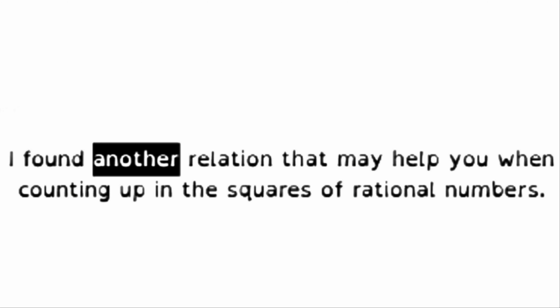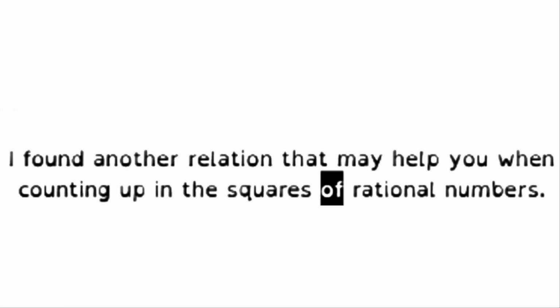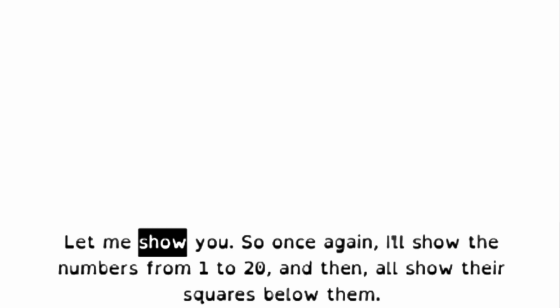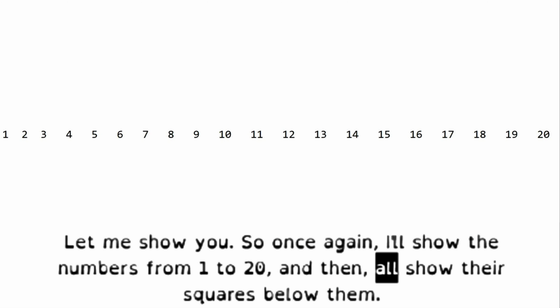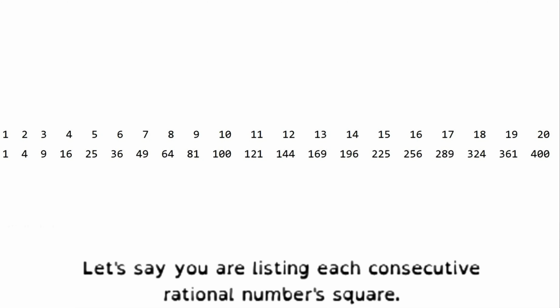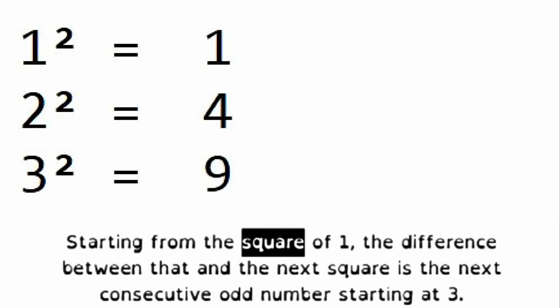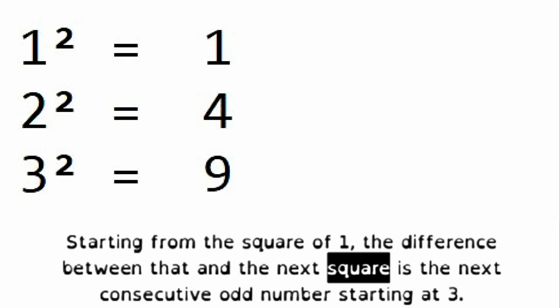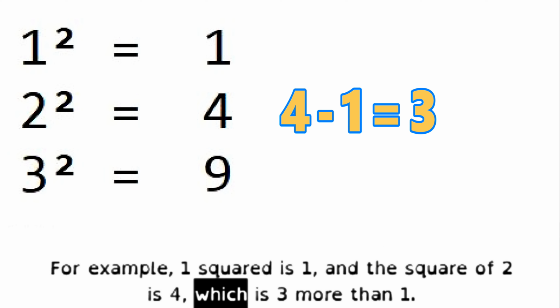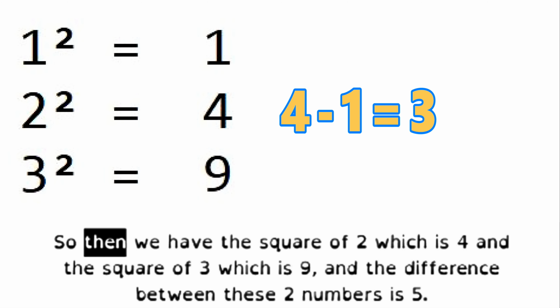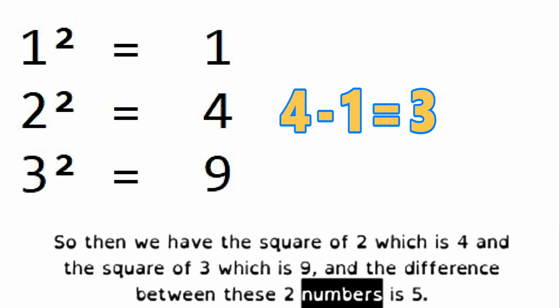I found another relation that may help you when counting up in the squares of rational numbers. Let me show you. So once again, I'll show the numbers from 1 to 20, and then I'll show their squares below them. Let's say you are listing each consecutive rational number's square. Starting from the square of 1, the difference between that and the next square is the next consecutive odd number starting at 3. For example, 1 squared is 1, and the square of 2 is 4, which is 3 more than 1. So then we have the square of 2, which is 4, and the square of 3, which is 9, and the difference between these two numbers is 5.